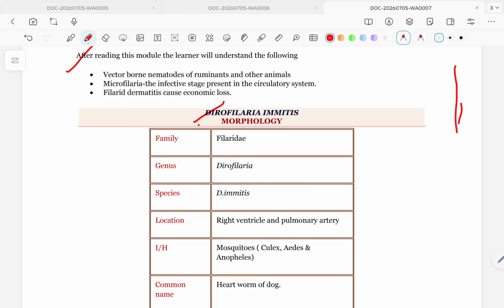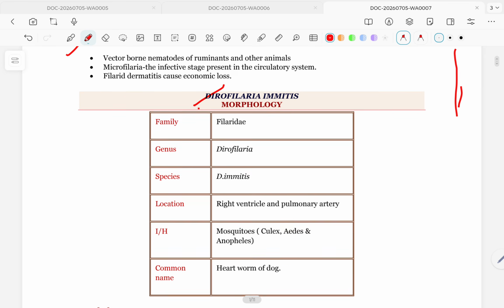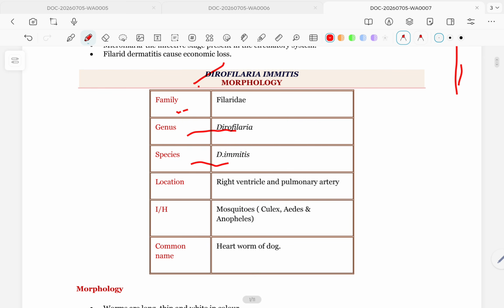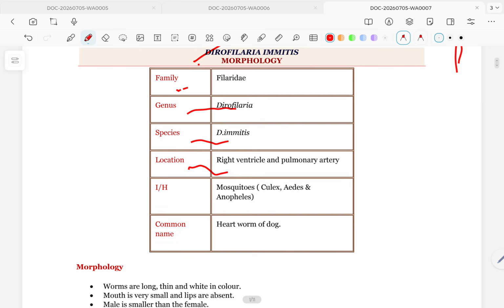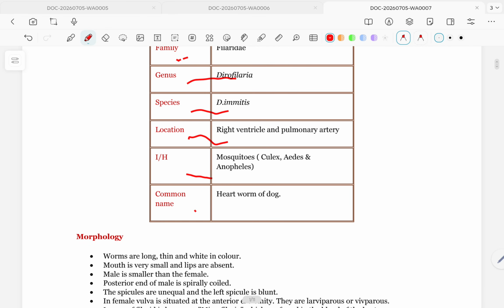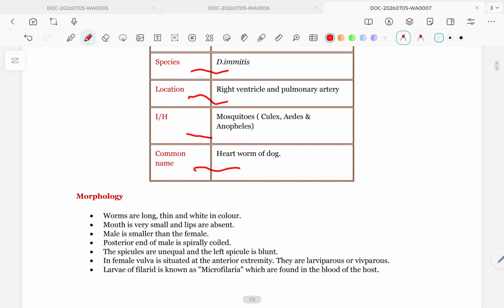Dirofilaria immitis. Morphology. Family Filariidae. Genus Dirofilaria. Species Dirofilaria immitis. Location: right ventricle and pulmonary artery. Intermediate host: mosquito, Culex, Aedes and Anopheles. Common name: heartworm of dog.